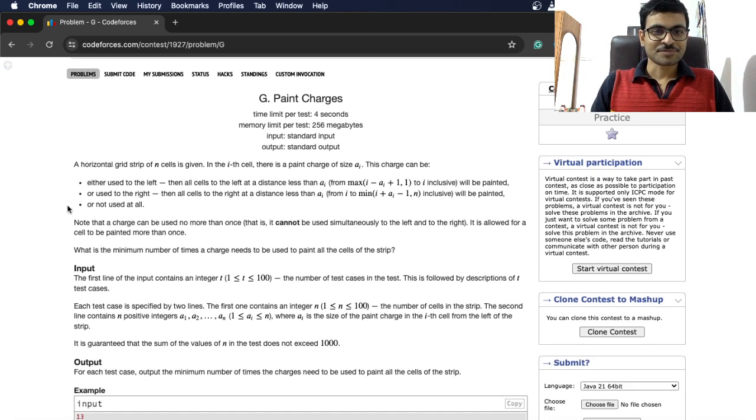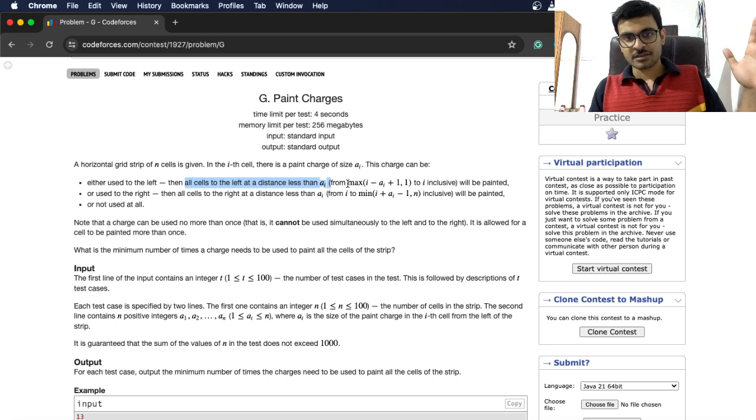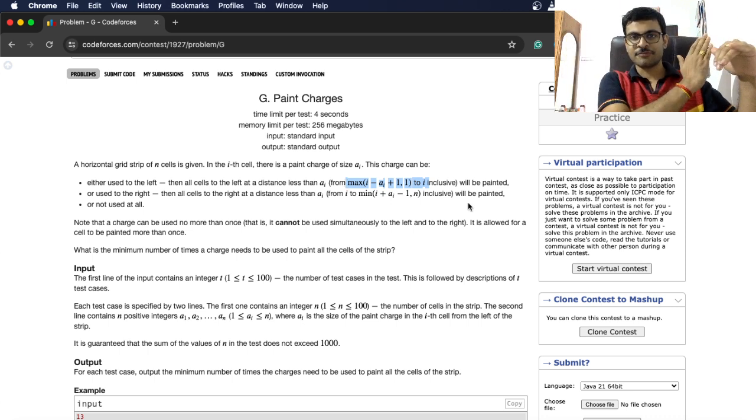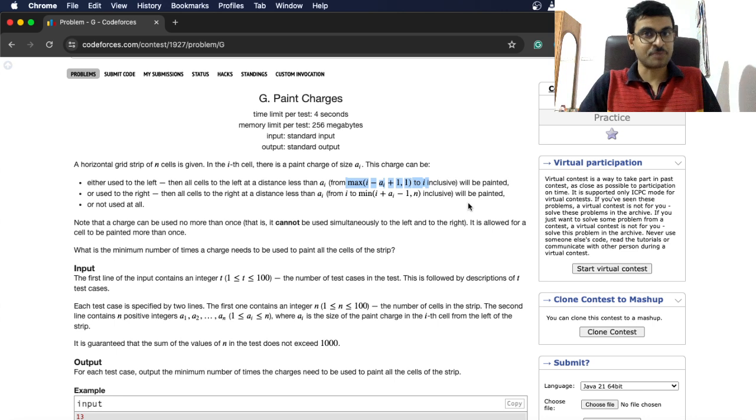This is the question. You have a horizontal strip of n cells, and in the ith cell there is a paint charge of size ai. It says that the charge can be used to the left, used to the right, or not used at all. Used to the left means, if the ith element is used to the left, with ai in the ith element, then all the cells to the left up to a distance ai, at most ai elements, can be painted.